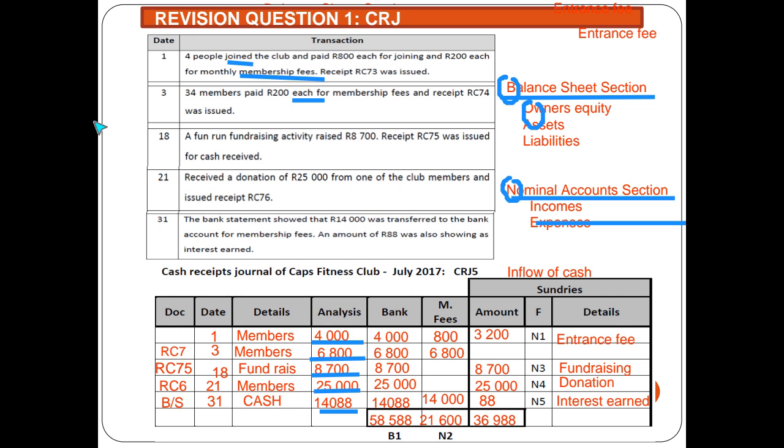We added 3,200 plus 8,700 plus 25,000 plus 88. Doesn't it give us 36,988? Remember, this is 25,000, eh? Oh yeah, I got it. No problem. Thank you. Yeah, it's okay. No problem.